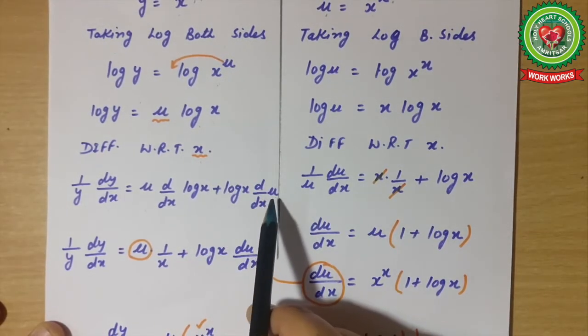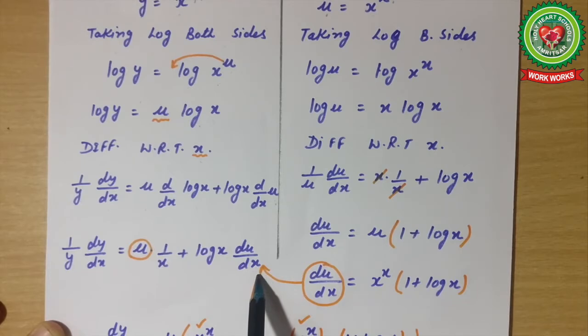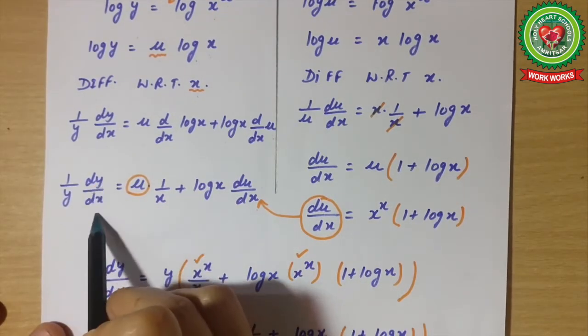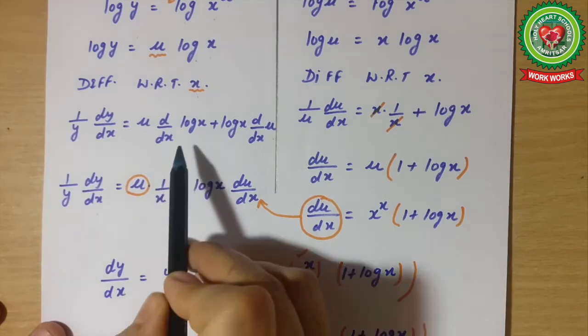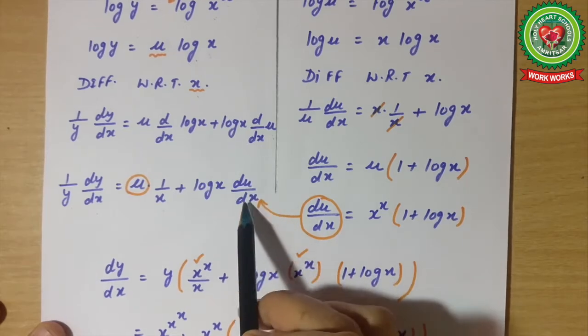Now, if y d/dx is dy upon dx, then u d/dx is du upon dx. Clear? Now, 1 upon y, dy upon dx, u is as it is there. Log x differentiation is 1 upon x, log x du upon dx.